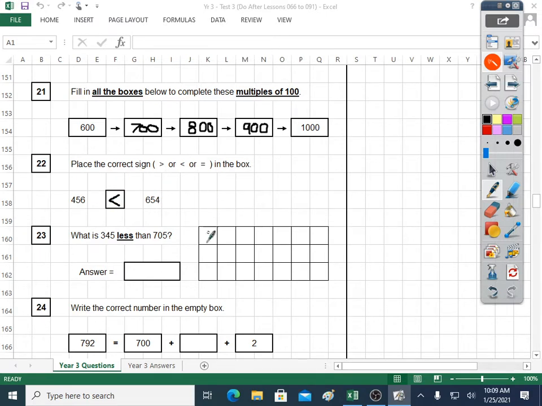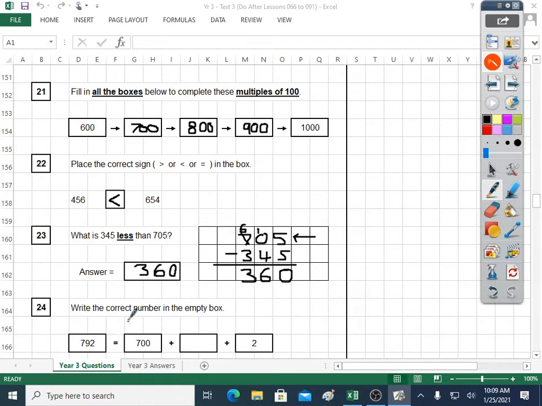On to question 23. What is 345 less than 705? This is column subtraction with the biggest number at the top. So we put the biggest number at the top. 5 take away 5 is 0. 10 take away 4, 6. And 360 is our answer. Minus makes things get smaller. That's why the 705 got smaller. Don't get tricked and think that you put 345 on the top. You must put the biggest number on the top.